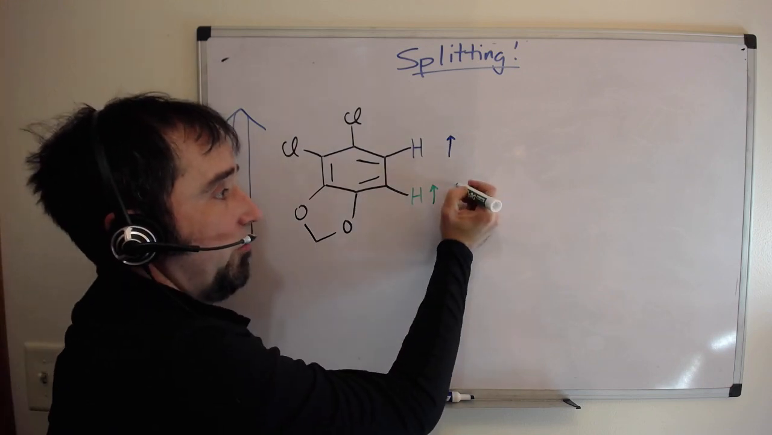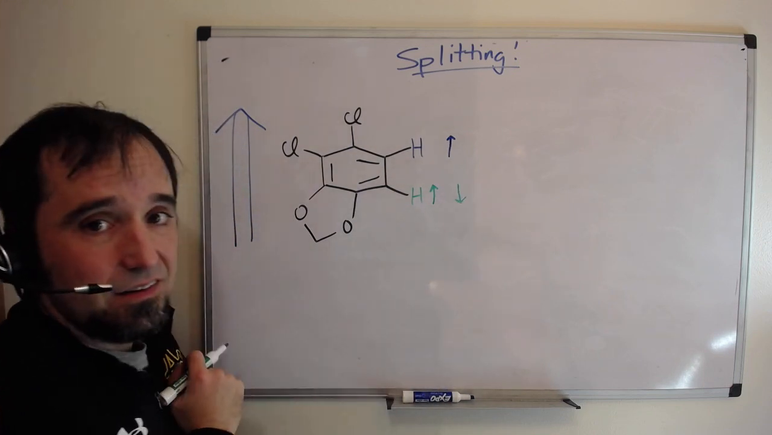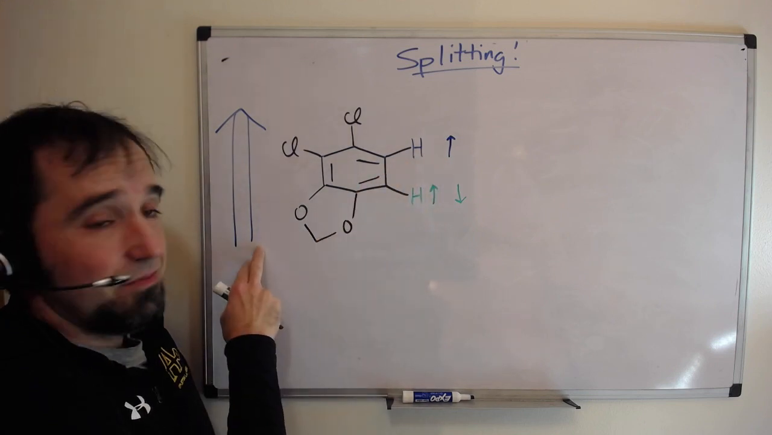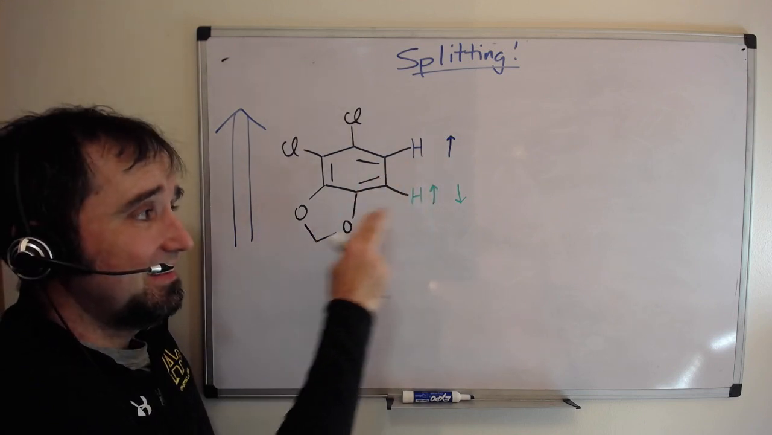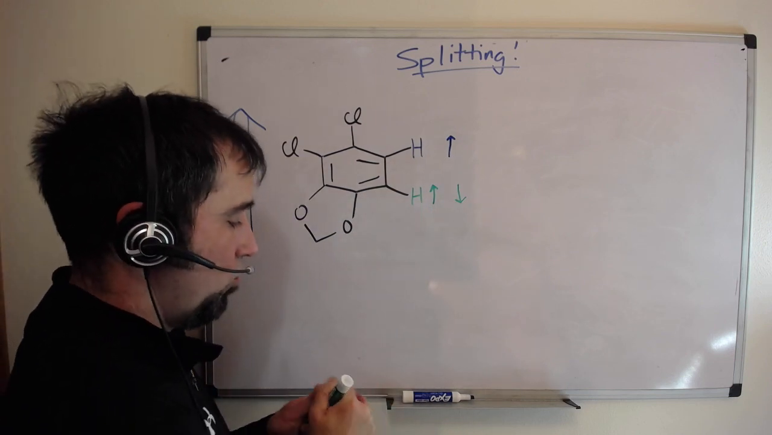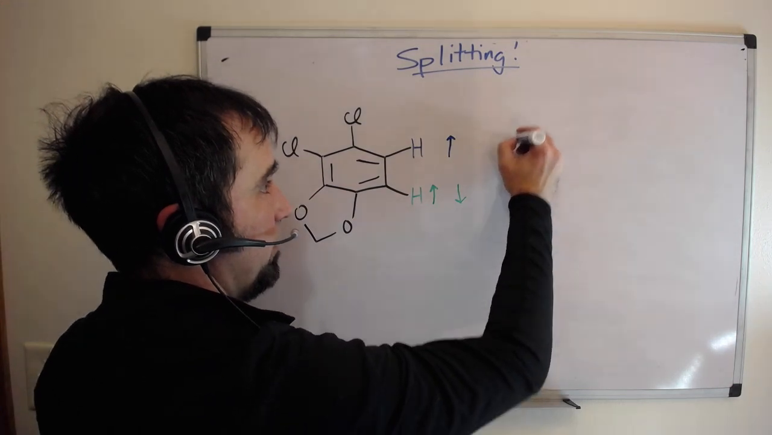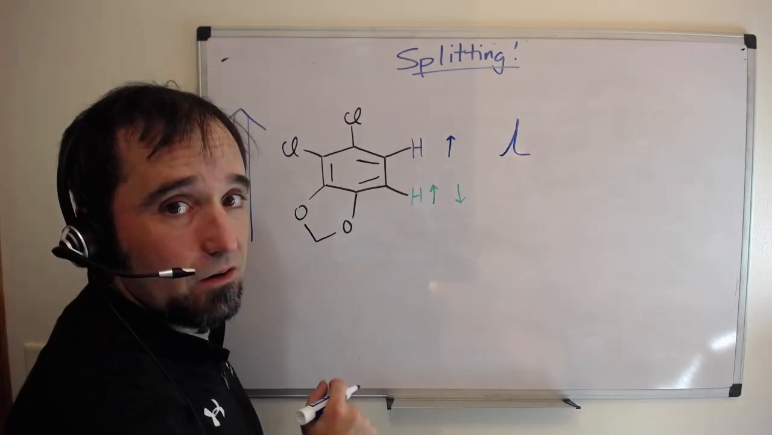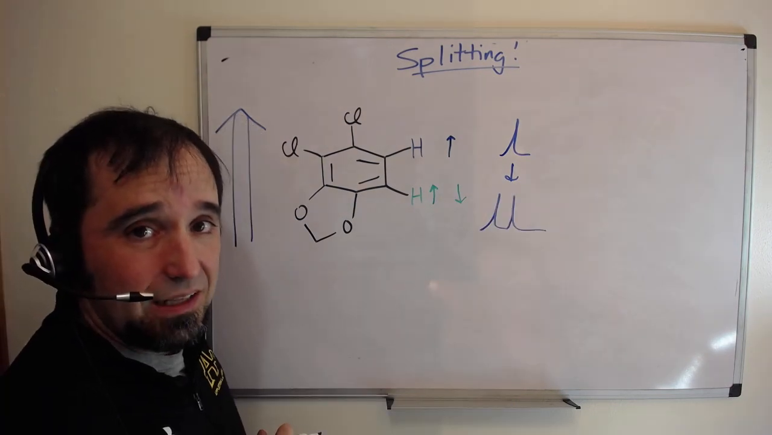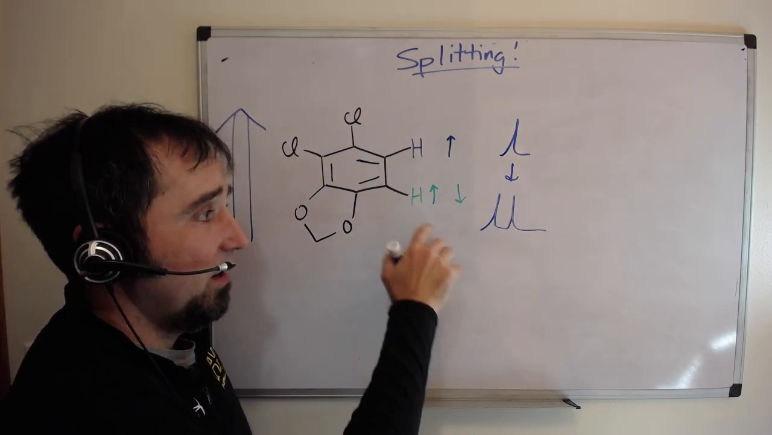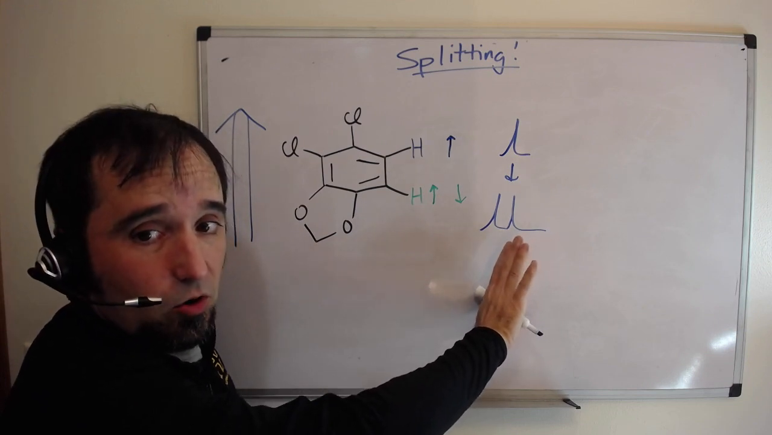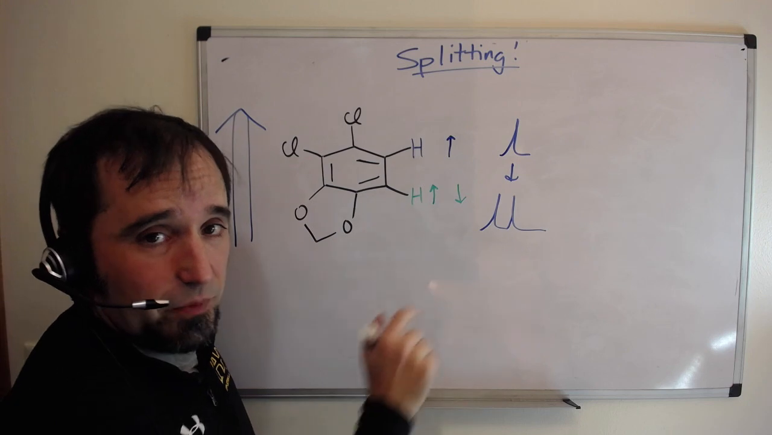Or the green one can be aligned against the magnet, in which case that proton would feel this big field minus this little field. And so what once was one frequency in NMR is now going to look like 2 peaks, because it's equally likely that that neighboring proton would either give it a little more magnetic field or counteract a little bit of the magnetic field.